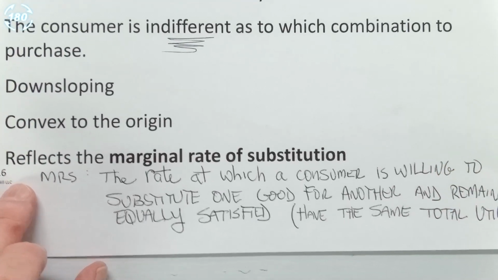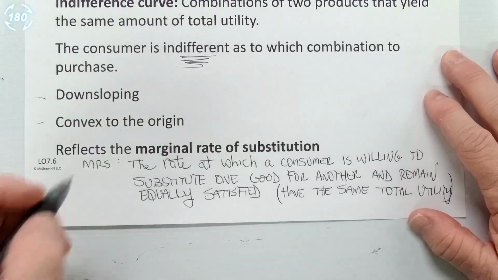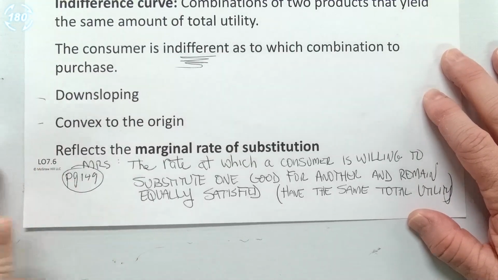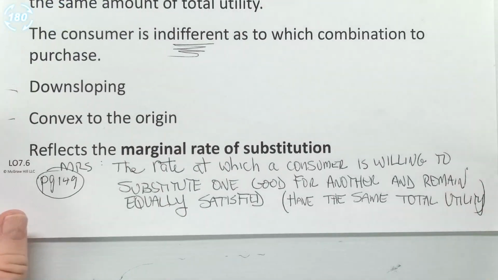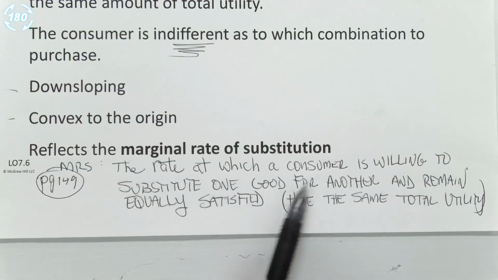Your book will define this term here for you. On page, I forget, do you know, did you see? 149, thank you, Glenn. Page 149, okay? If you look on page 149, they will define marginal rate of substitution. This is the rate at which a consumer is willing to substitute one good for another and remain equally satisfied.